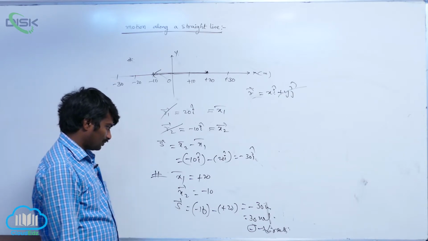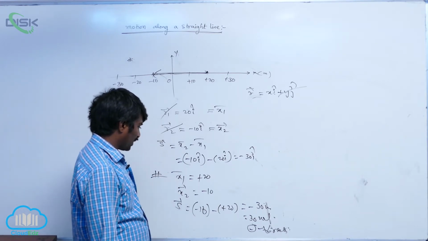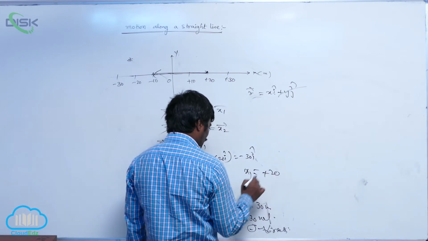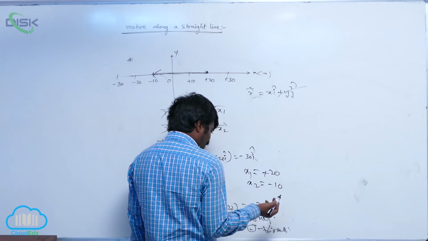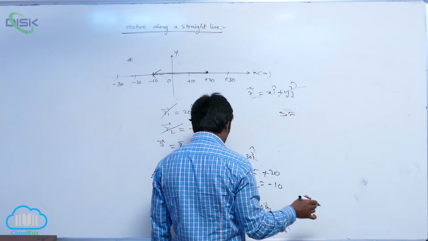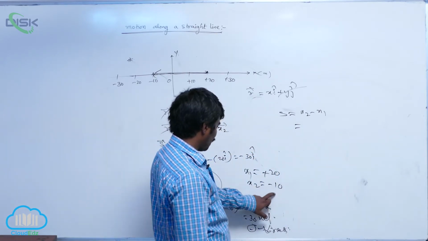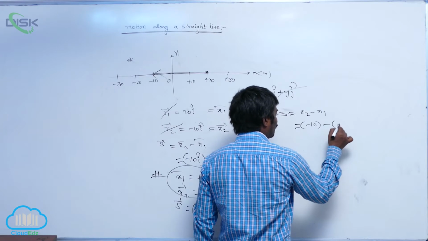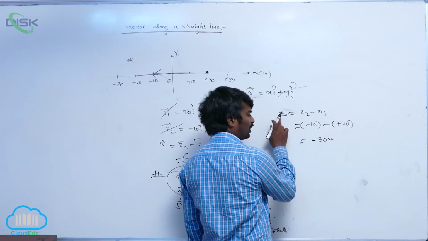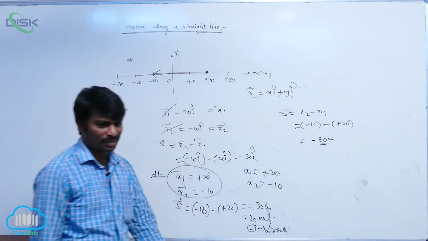Even I have observed somebody doesn't take even the bar. Of course those are vector quantities, but they don't take bars. Directly they are going to take x1 is equal to plus 20, x2 is equal to minus 10. So displacement directly they write like this. So displacement is equal to x2 minus x1, that is minus 10 minus of plus 20, so minus 30 meters. So minus means it is displacement, so it has a direction. So the negative sign talks about direction. 30 meters is the magnitude of displacement.